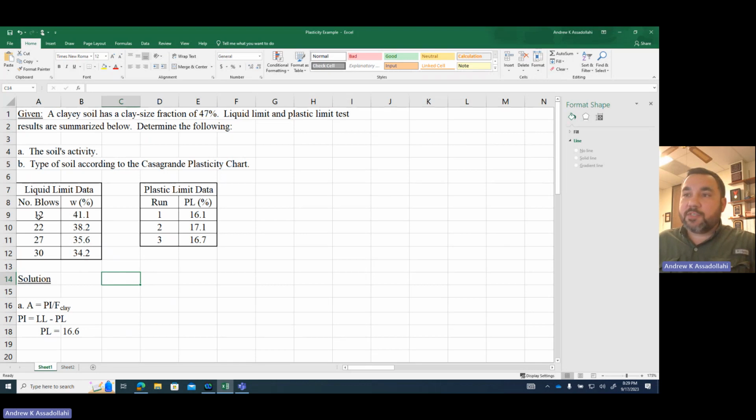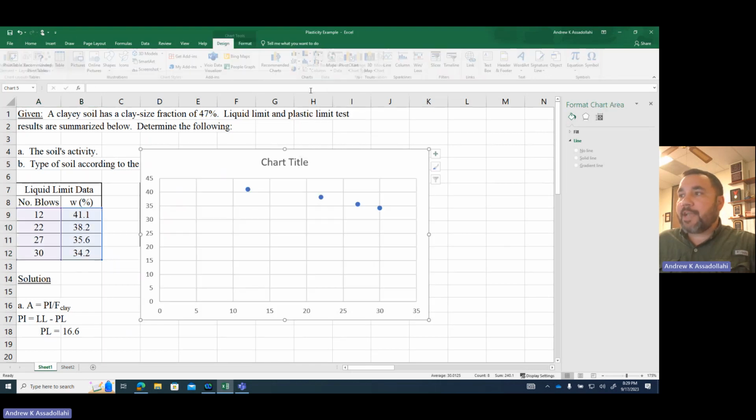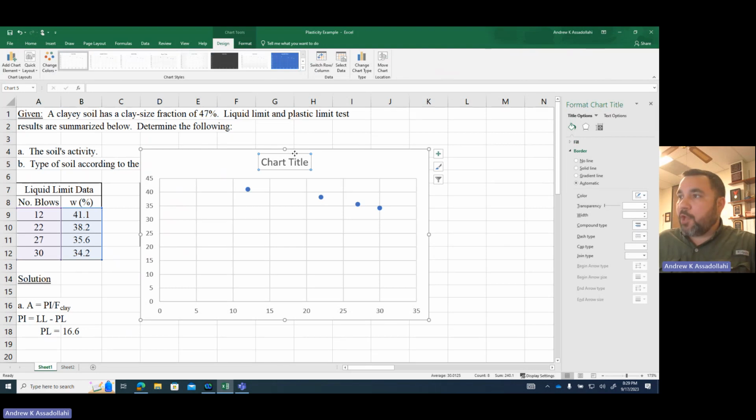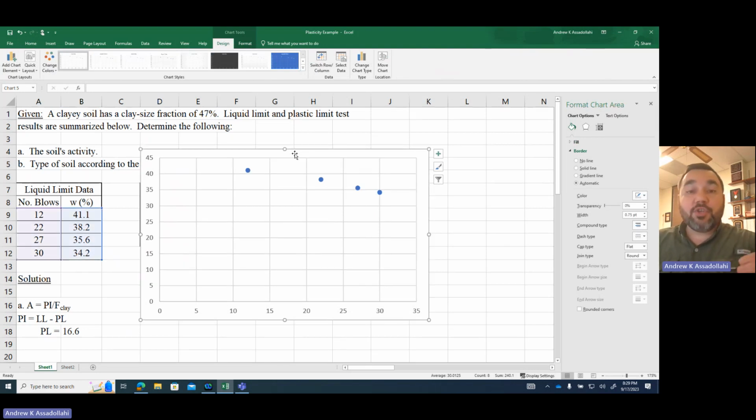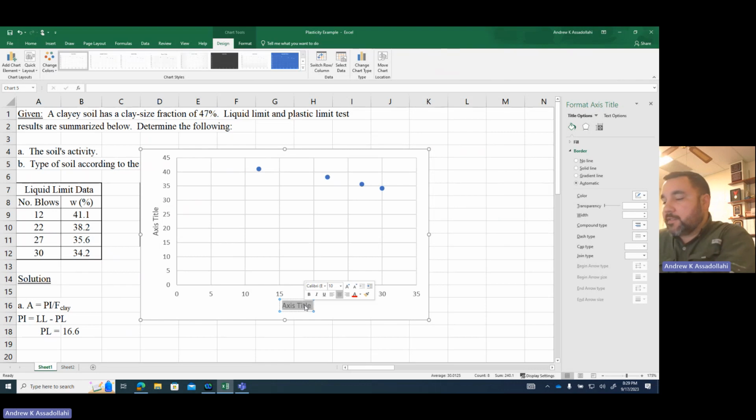What we're going to do is use this data to draw a flow curve, okay? We're going to do that by saying insert, and then we're going to grab a scatter plot here. If you remember, a flow curve is generated whenever you plot moisture content on the vertical axis, and the number of blows on the horizontal axis. So we're going to label our axes here, all in Excel. Our horizontal axis is the number of blows, and our vertical axis is the moisture content, which we call W, as a percentage, okay?